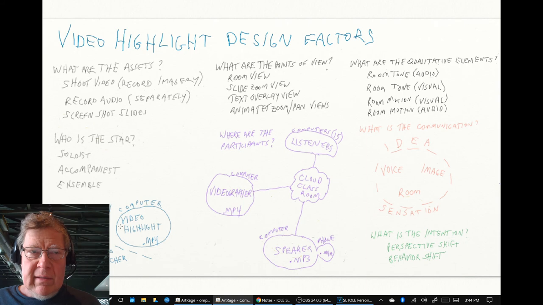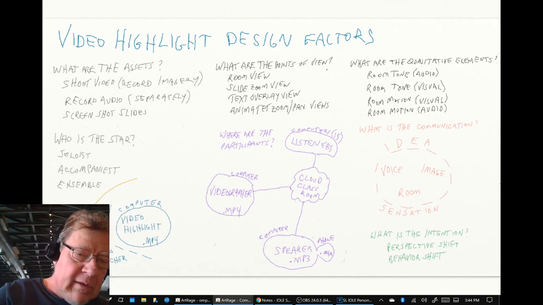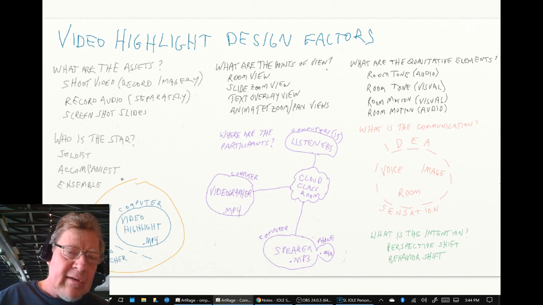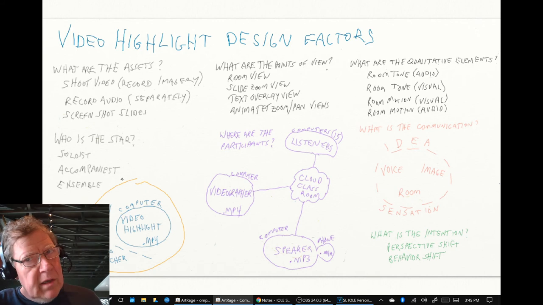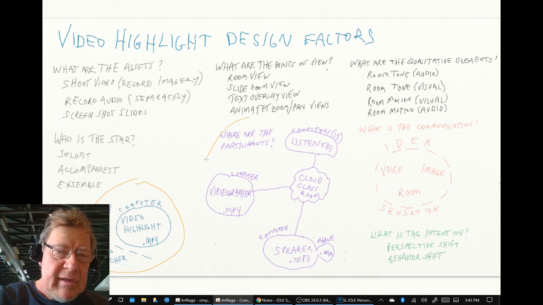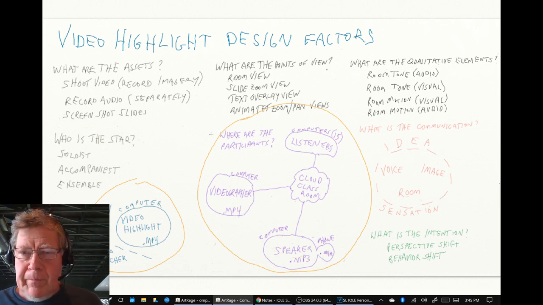we made a significant cleanup of our video highlight design factors, and one of our key points of view was to remember that this is a highlight and there's a video watcher watching it, even though in the original situation that was recorded, they were different people. So we have two different audiences there.